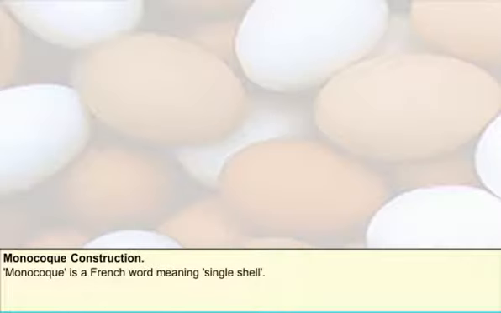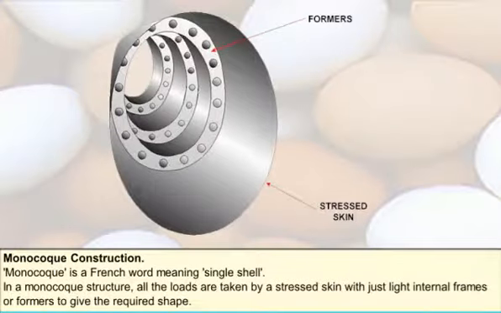Monocoque is a French word meaning single shell. In a monocoque structure, all the loads are taken by a stressed skin with just light internal frames or formers to give the required shape. Sandwich construction, which is a honeycomb core with a skin of aluminium alloy or composite material, such as glass-reinforced plastic or carbon fibre-reinforced plastic, can be used to provide rigidity and strength. Even slight damage to the skin can seriously weaken the structure.